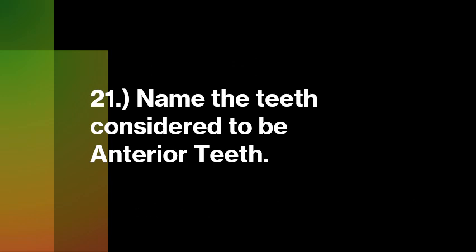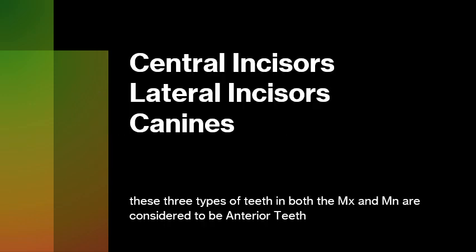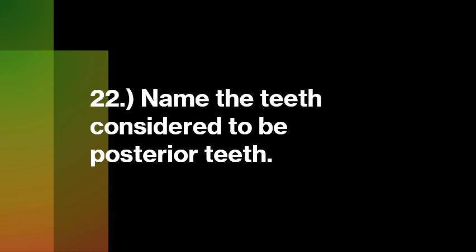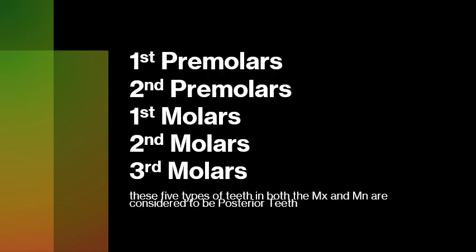Now, this is an easy question. Name the teeth considered to be the anterior teeth. So the anterior teeth are central incisor, lateral incisors, and the canines. And these types of teeth are present both in the maxillary arch as well as the mandibular arch. Now, name the teeth that are considered to be posterior teeth. So posterior teeth are the first premolars, the second premolars, the first molar, the second molar, and the third molar. So all of these 5 types of teeth are present both in the maxillary arch as well as in the mandibular arch, and they are considered to be posterior teeth.